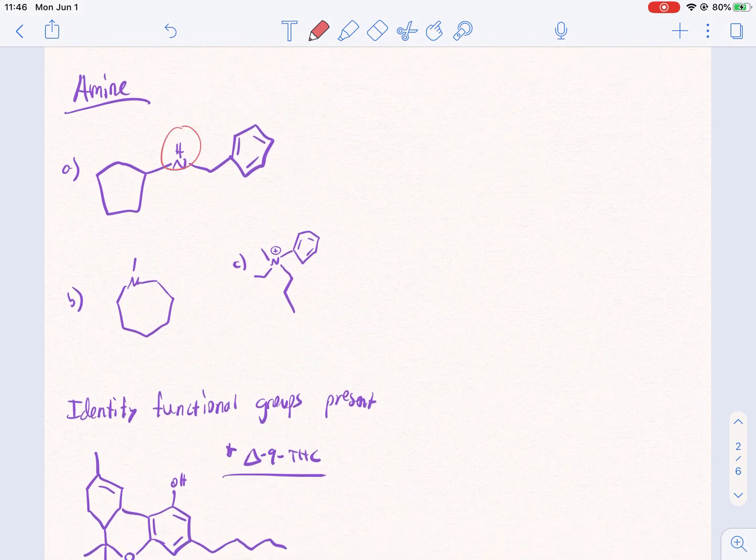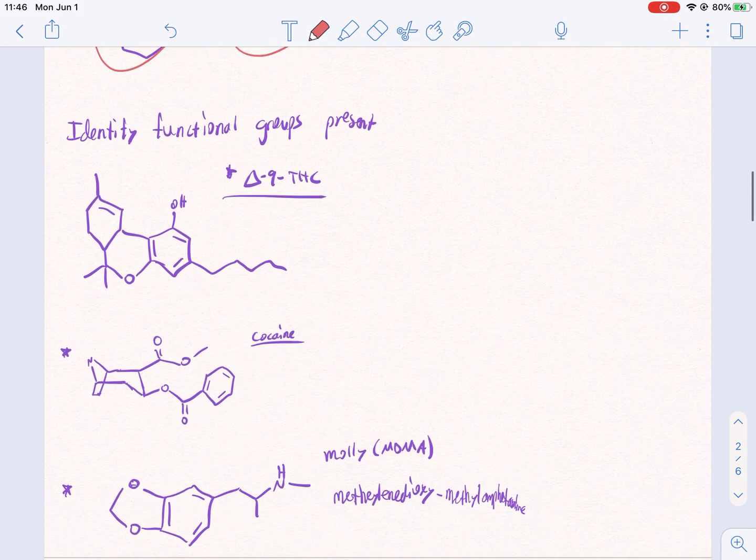Amines. How many are connected to this nitrogen? 1, 2, 2. It's done. 4, 3. Easy. It's cake. All right?